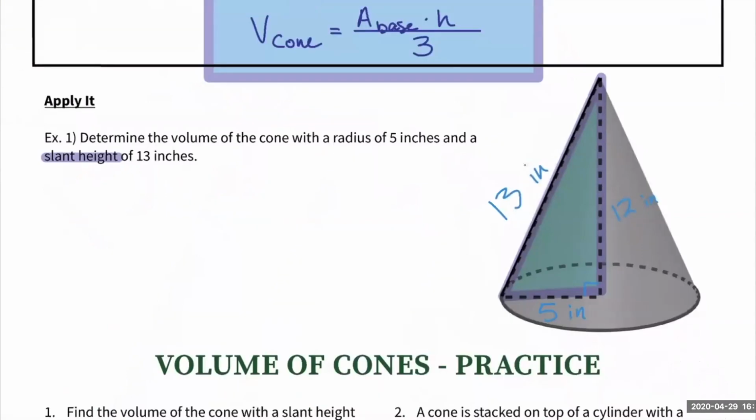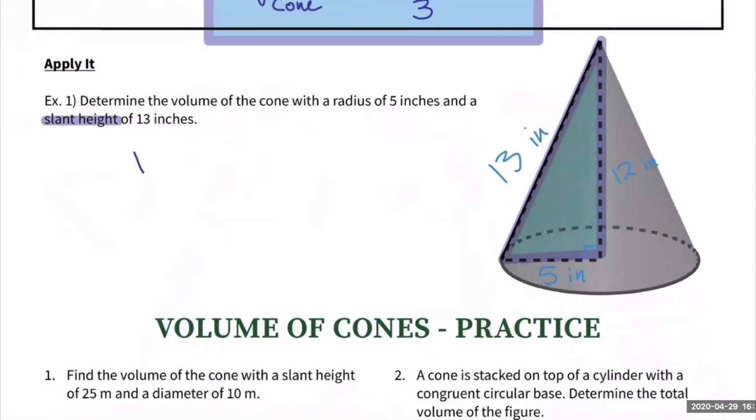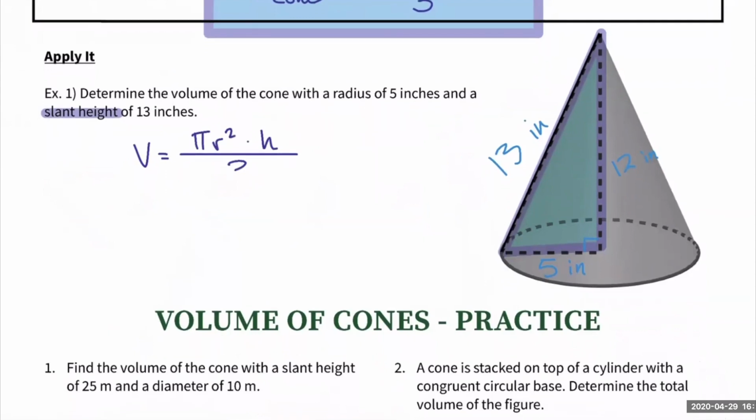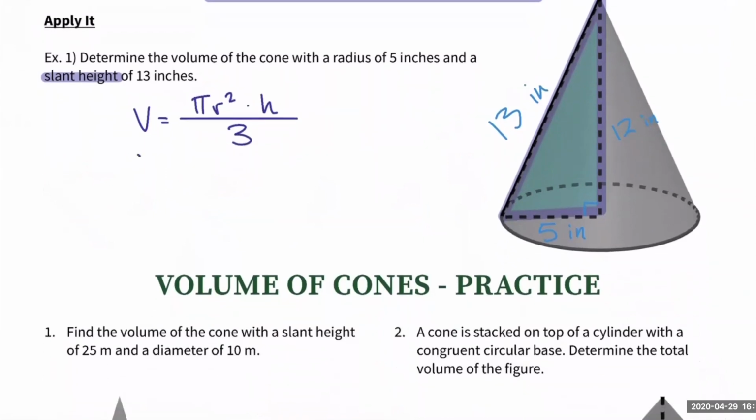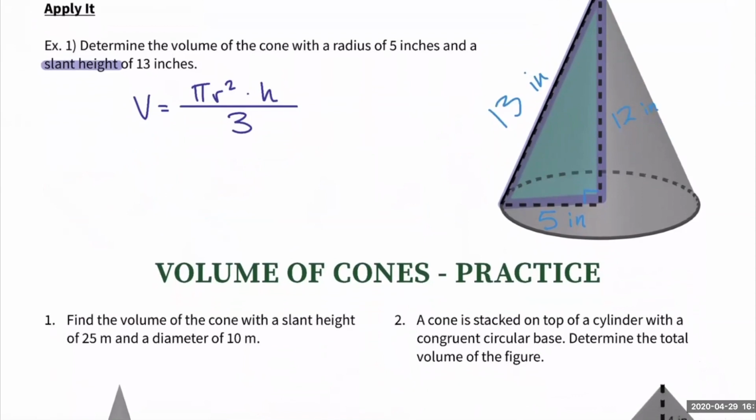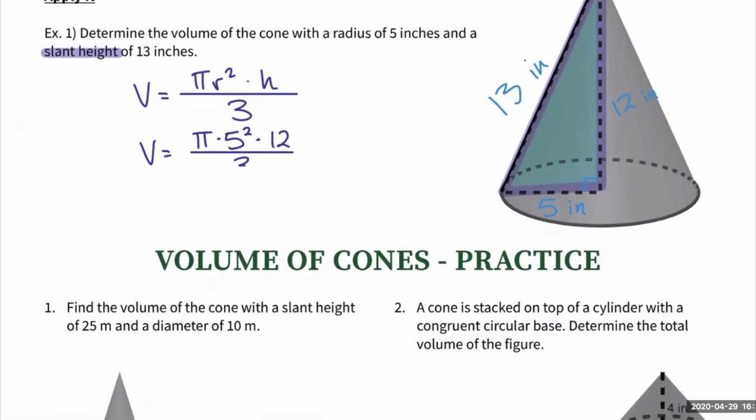All right, so if we want to go ahead and throw some values into our formula, the volume of the cone is going to be the area of the base. Well, that's pi r squared. We just found our height, which we said was 12, and all of that gets divided by 3. And now we can make some substitutions. So we said our radius was 5. That will get squared. We'll multiply by 12 and then divide by 3.